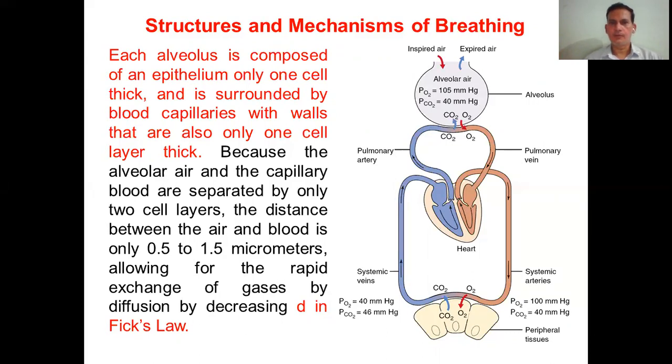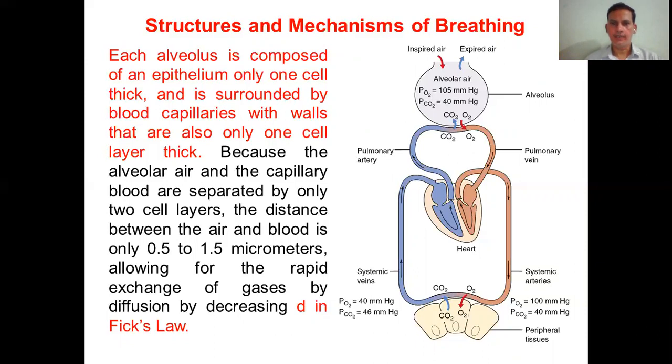So as all of you remember, Fick's law, the distance is quite less. So if the distance is less, then the action will be facilitated. The diffusion of gases will be more. So if we look at the partial pressure values, here the partial pressure value of oxygen is 105 mm of Hg, and the partial pressure value of CO2 is 40 mm of Hg.